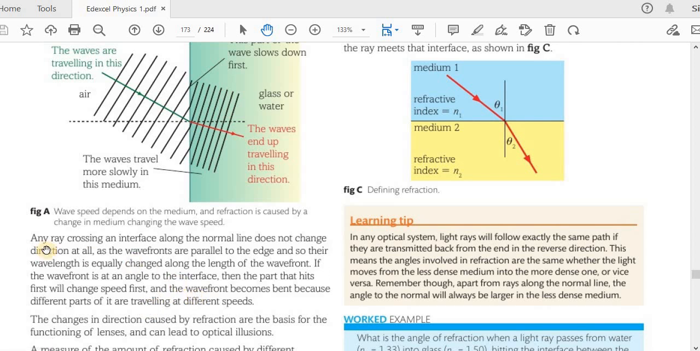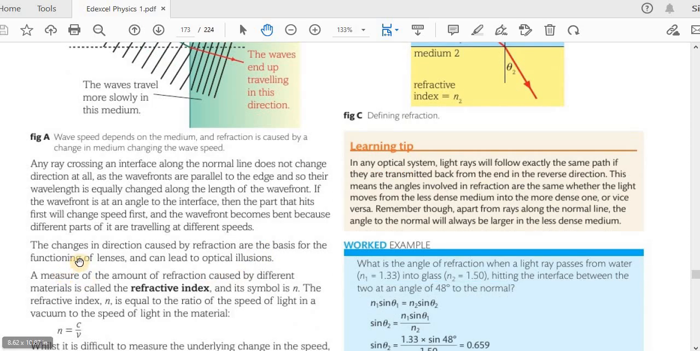Any ray crossing an interface along the normal line does not change direction at all, as the wave fronts are parallel to the edge. If this ray is coming this way, then the wave fronts, we can imagine, are vertical, right? So it's parallel to the edge, and so their wavelength is equally changed along the length of the wave fronts.